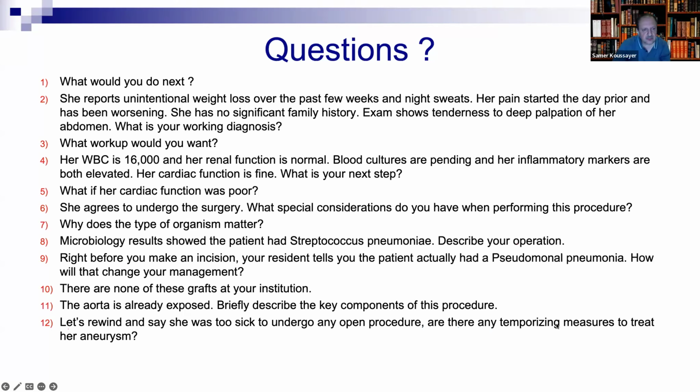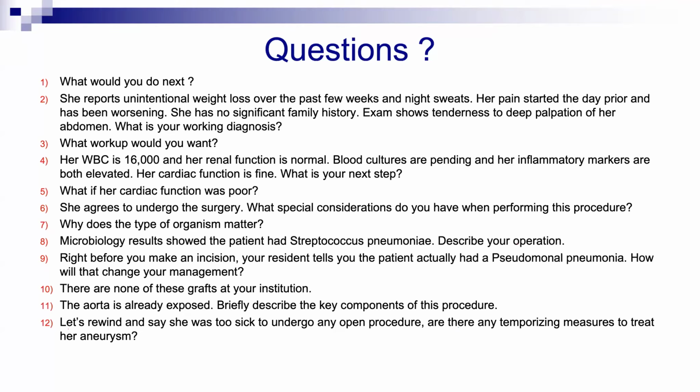What's the next question? Okay, let's rewind and say she's too sick to undergo an open procedure. Is there any temporizing measure to treat her aneurysm? She's too sick even for axillobifemoral. What do you do? I do a bridge endograft. By doing what? EVAR, correct? Yes. What else? You do EVAR and what?